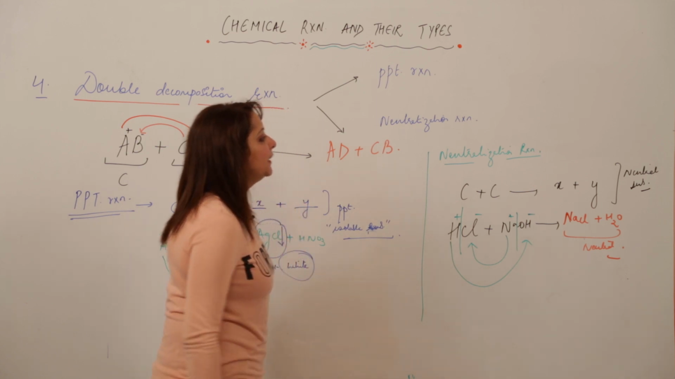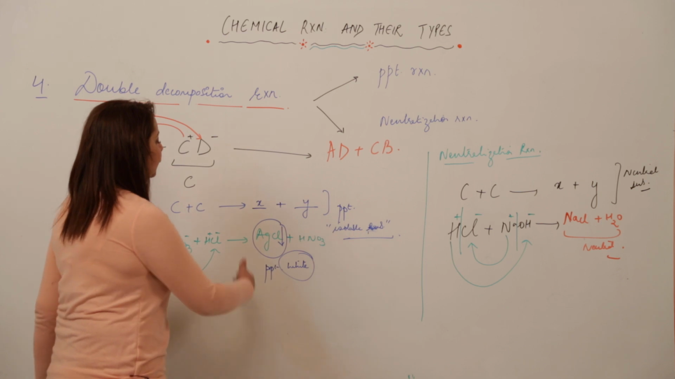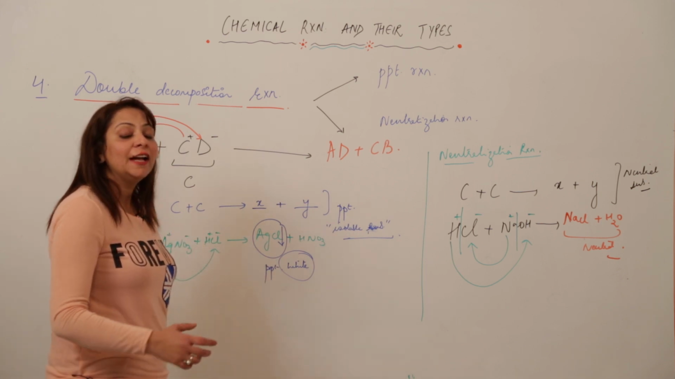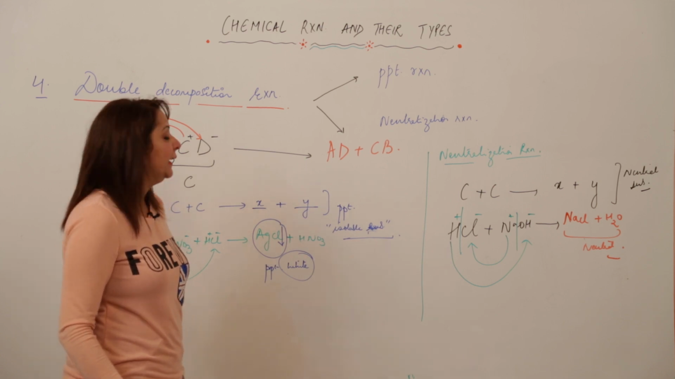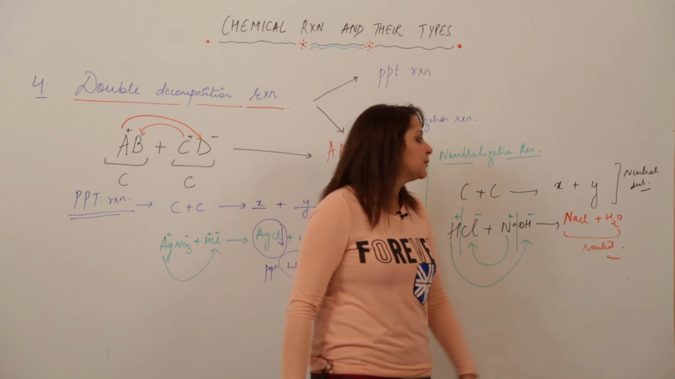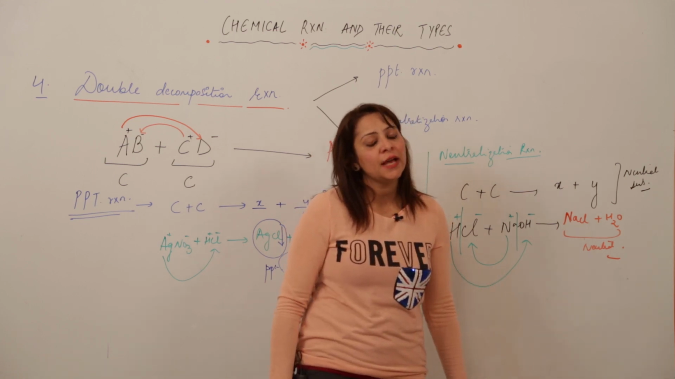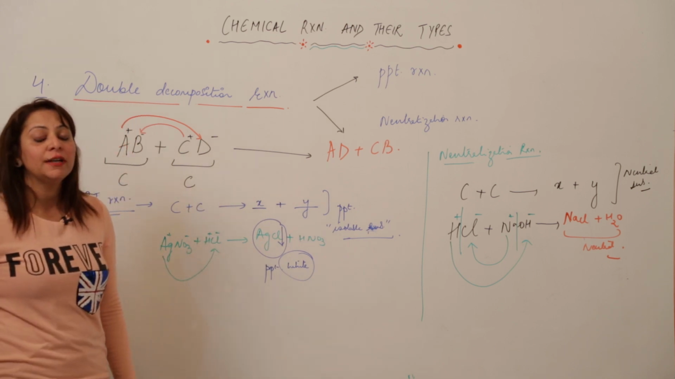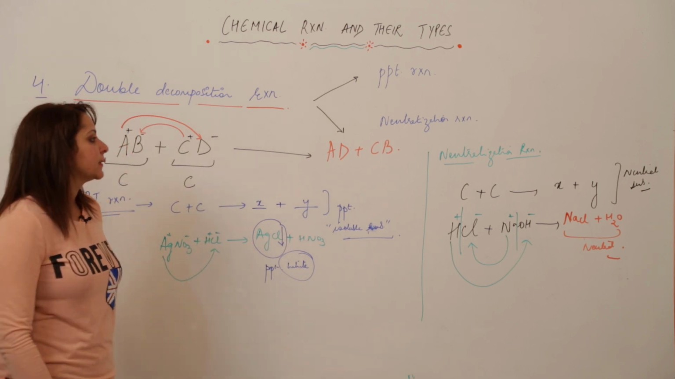Whenever a double decomposition reaction leads to the formation of a precipitate, any color, white, yellow, any colored precipitate or any insoluble substance that stays behind, it is called precipitation, and if it leads to the formation of any neutral substance, it is said to be a neutralization reaction. So that explains what the double decomposition or double displacement reaction actually is.